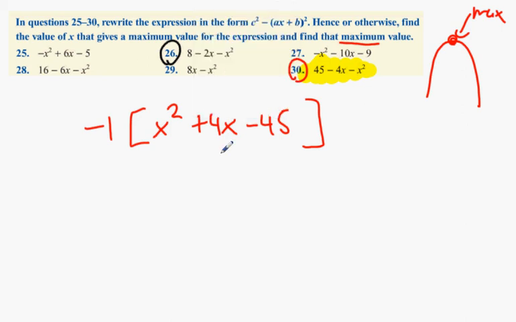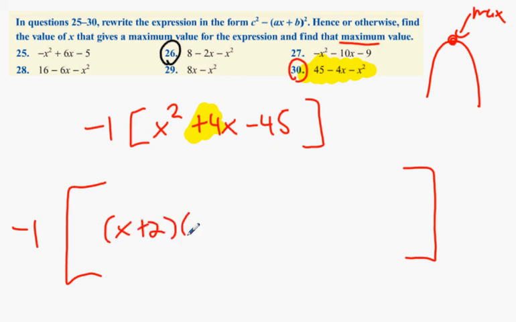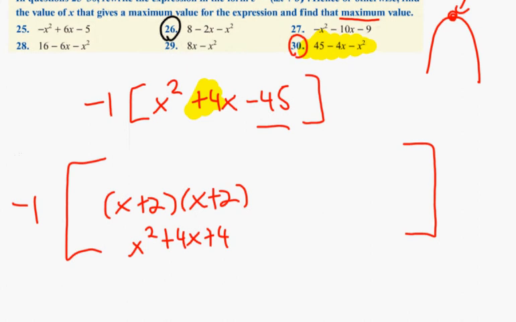Now, pretend the minus 1 doesn't even exist for a while. Just put it miles outside and make some massive brackets here. What number did we target in the easier questions? We always targeted the middle. And what do we turn it into next? X plus 2 squared. And when we multiply that out, it's plus 4x plus 4. How short are we? Yeah, so minus 49, because it has to turn into minus 45.